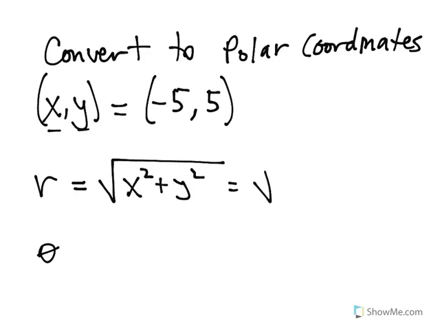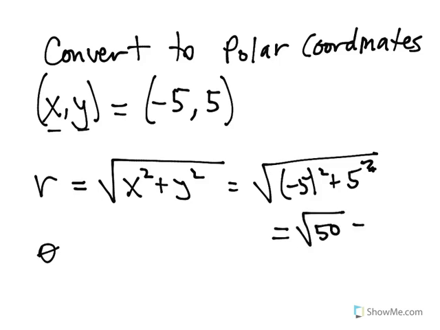So in this case, r is equal to the square root of negative 5 squared plus 5 squared. So we get 25 plus 25 inside of the square root, so this is the square root of 50, which you could write as 5 root 2 if you wanted to simplify. I don't really care that much that you do, but there you go. There's r. That's not too bad.